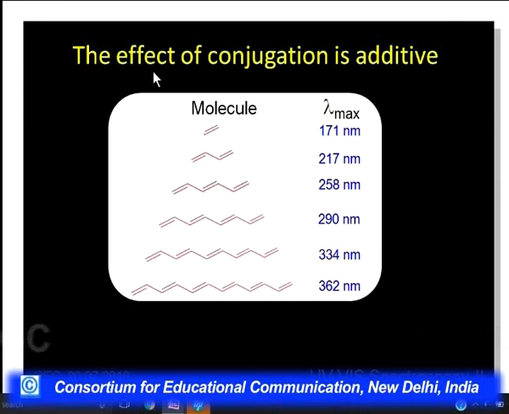That is, conjugation is a very, very crucial phenomenon for the UV visible spectrum to be observed firstly, and secondly to get affected. We'll talk more about it as we proceed further. Now let's see one more aspect of it here, that is the effect of conjugation happens to be additive.